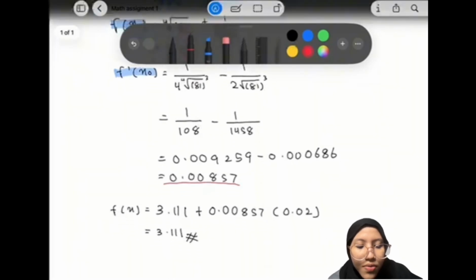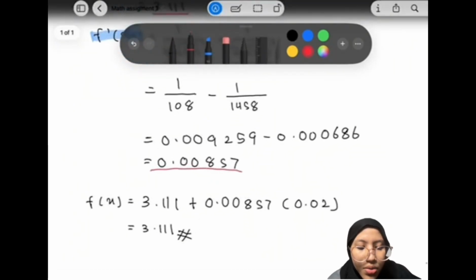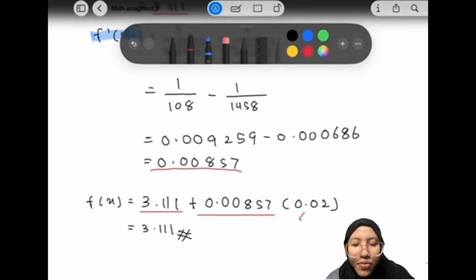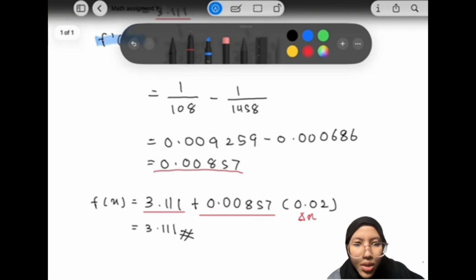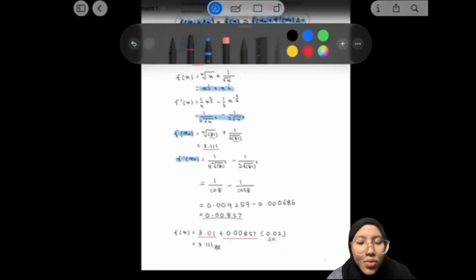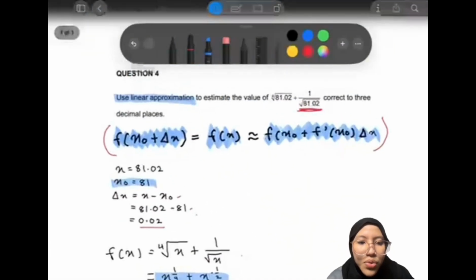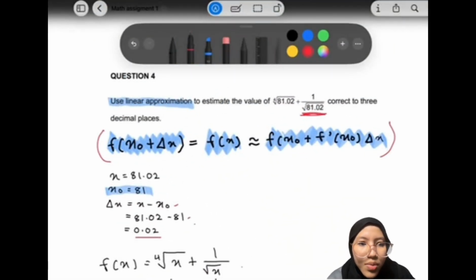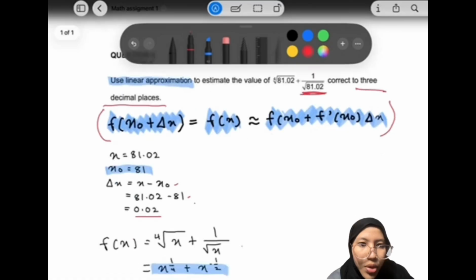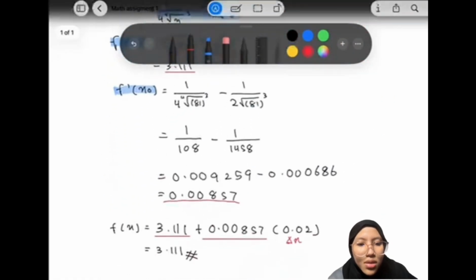0.00857. Okay, using this formula, f(x naught) is 3.111 plus f prime(x naught) 0.00857, multiplied by delta x, which is 0.02. And then we calculate, and we will get 3.1111714. And read the question. We have to give 3 decimal places, so we have to write 3.111. Okay, so that's the final answer.